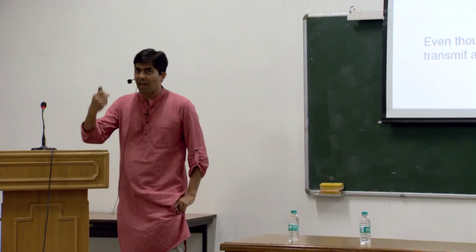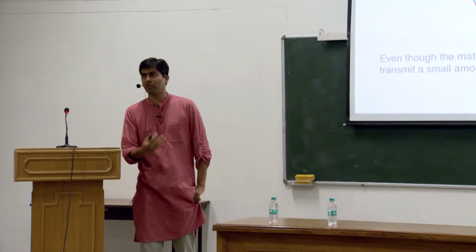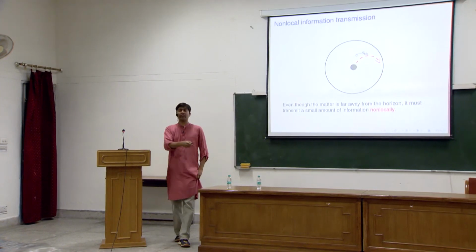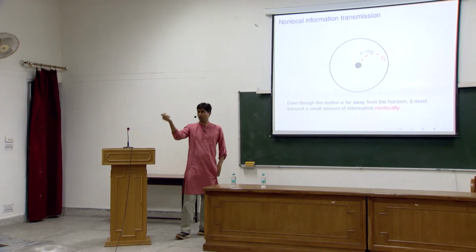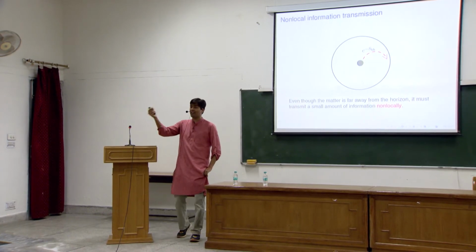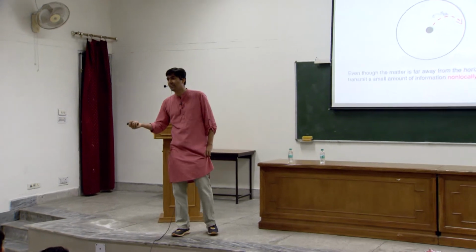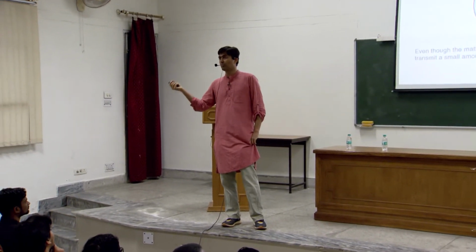Okay? So the only way you can preserve information in the evaporation of a black hole is by transmitting information non-locally from where the matter is to the event horizon, and that is the only way. It has to be a very small amount of non-locality. The non-locality is a very delicate effect, but this delicate effect is important and necessary to preserve a fundamental principle of quantum mechanics.